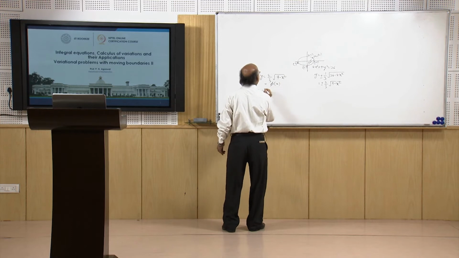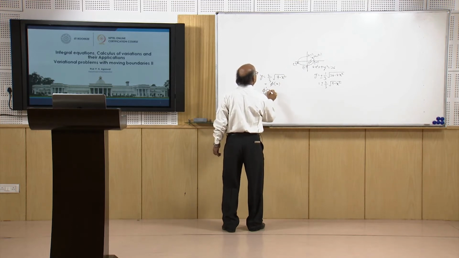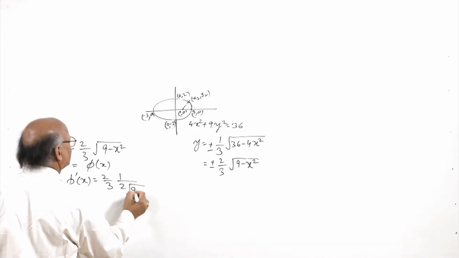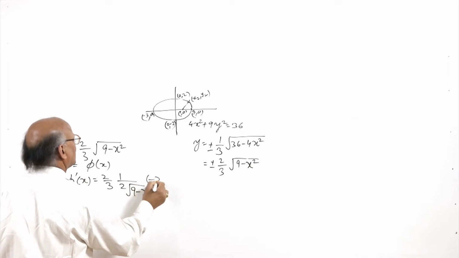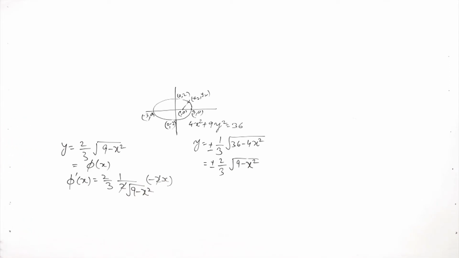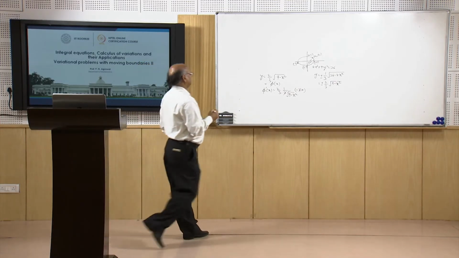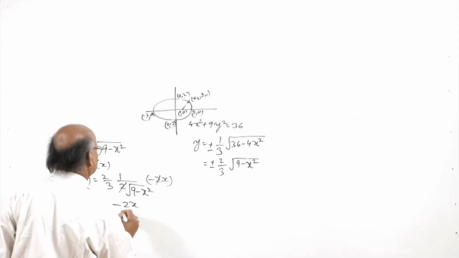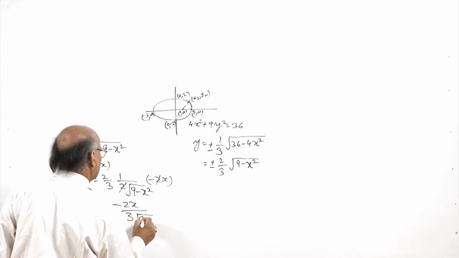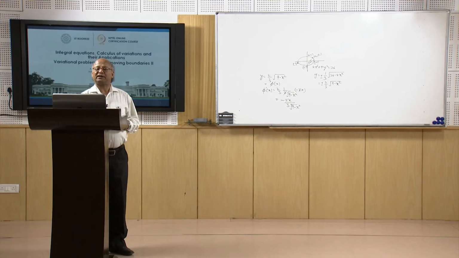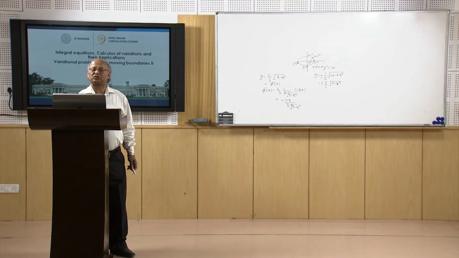So when you differentiate, what you get is phi dash x equal to 2 by 3 times 1 by 2 under root 9 minus x square into minus 2x. So this will give you minus 2x upon 3 under root 9 minus x square. So phi dash is minus 2x upon 3 under root 9 minus x square, minus y dash, and then multiplied by f y dash.